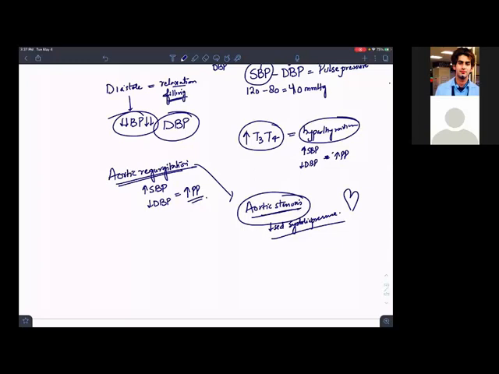So where do we see the largest decrease in the pressure? Where do I see that? Which vessel? That means I should check the vessel which has the highest resistance. That means I should think of the arteriole. So the arteriole has the highest resistance, meaning there will be a large decrease in the pressure.